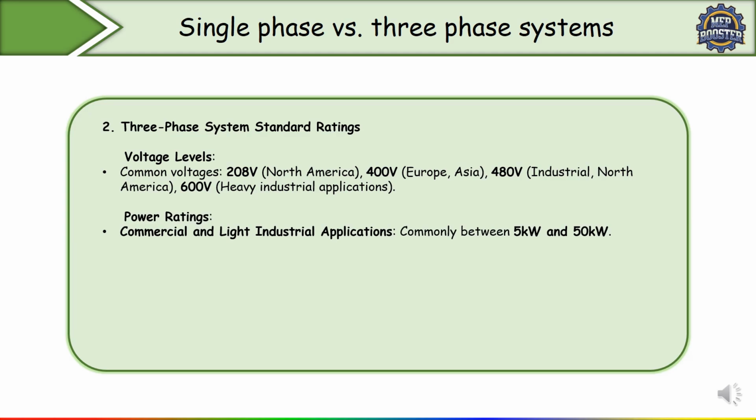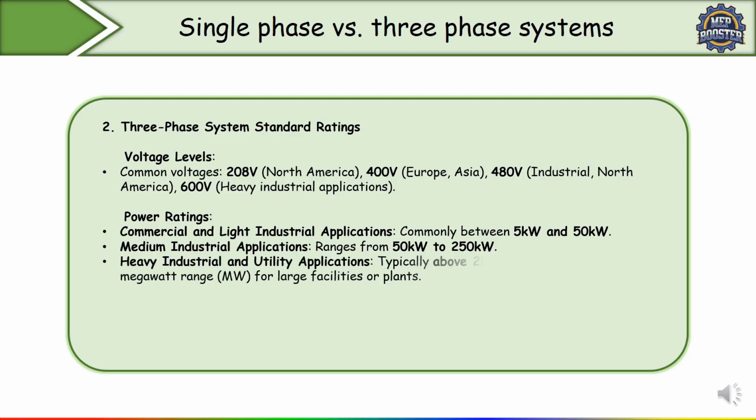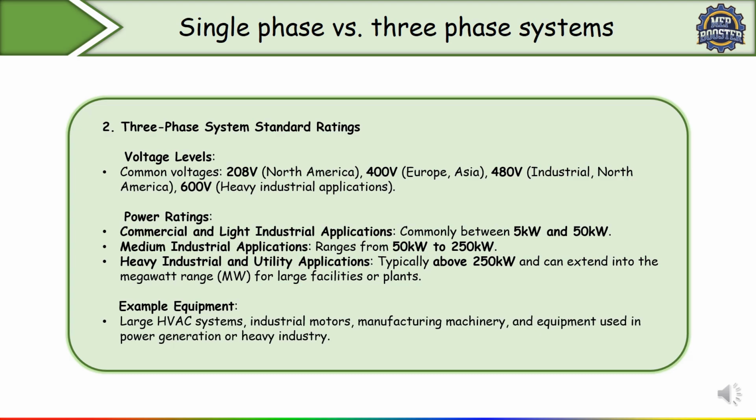The power rating is given. For commercial and light industrial applications, it is commonly between 5 kilowatt and 50 kilowatt. For medium industrial applications, it ranges from 50 kilowatt to 250 kilowatt. For heavy industrial and utility applications, typically above 250 kilowatt, and it can extend into the megawatt range for large facilities or plants. Okay. Example equipment is given here: large HVAC equipment, industrial motors, manufacturing machinery and equipment used in power generation or heavy industry. Okay. So these are the three phase system standard ratings.